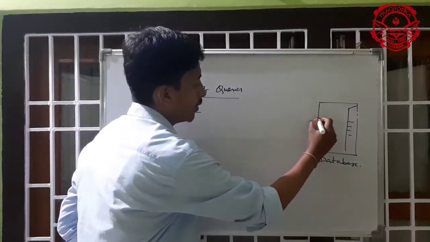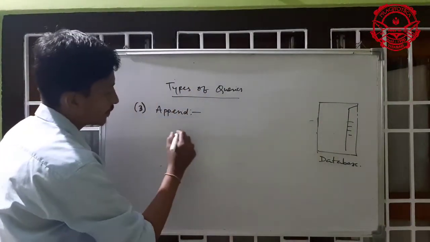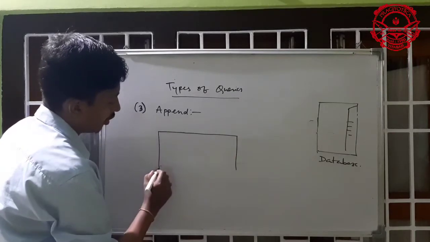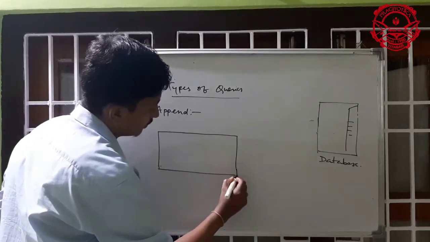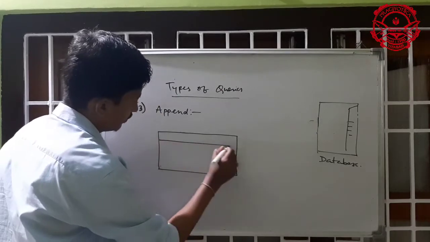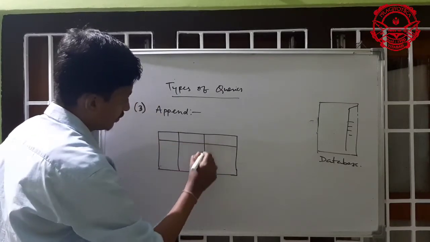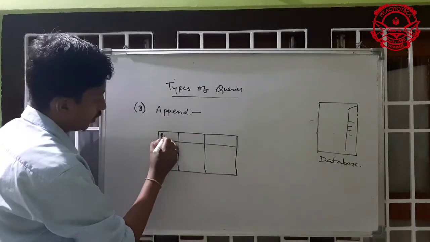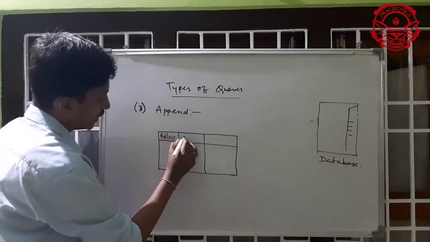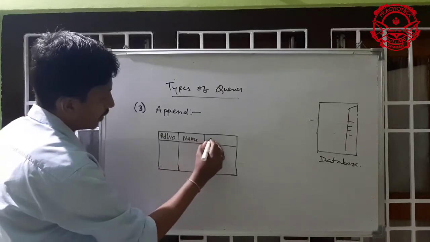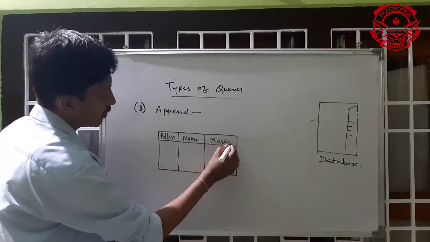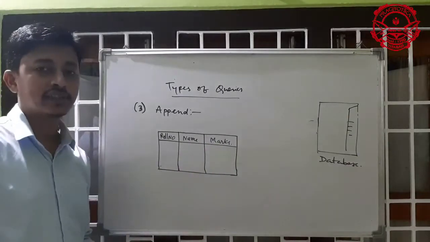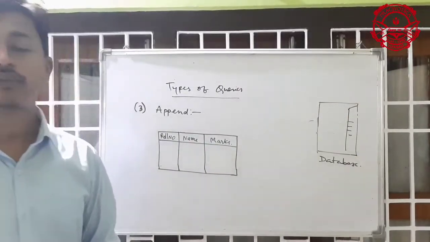For example, say this is an existing table of students. Here are roll number, name, marks. These three fields exist.